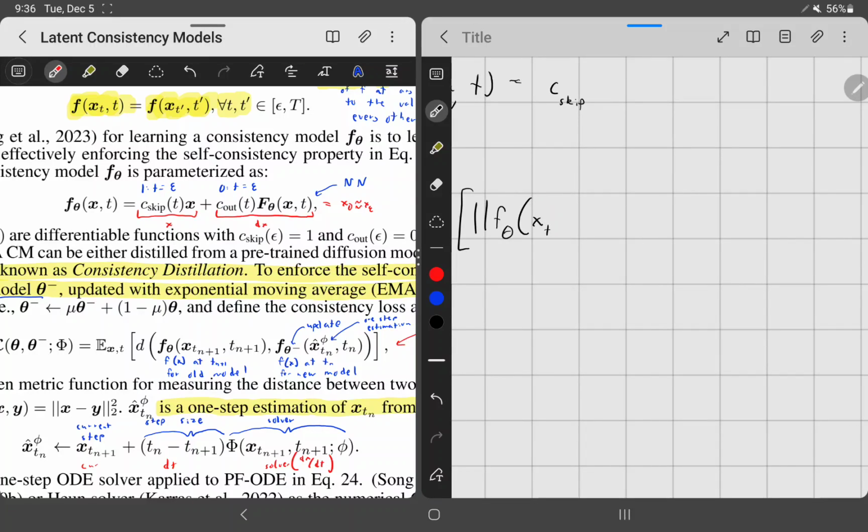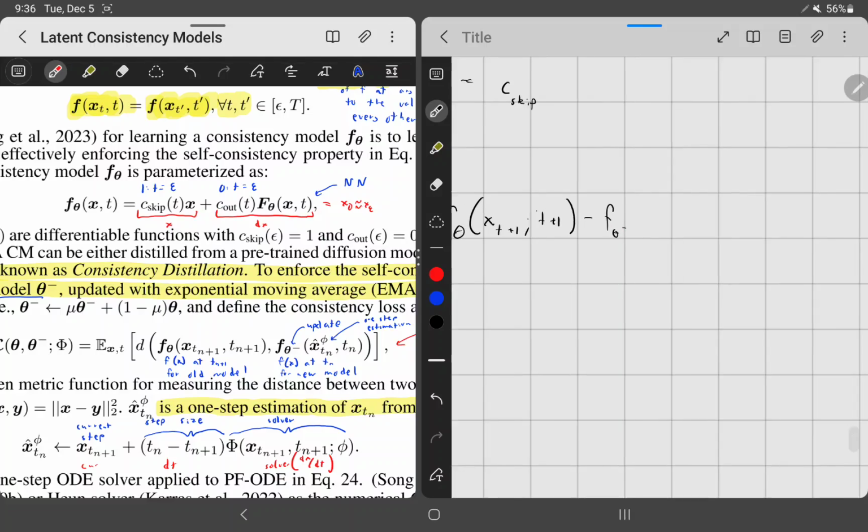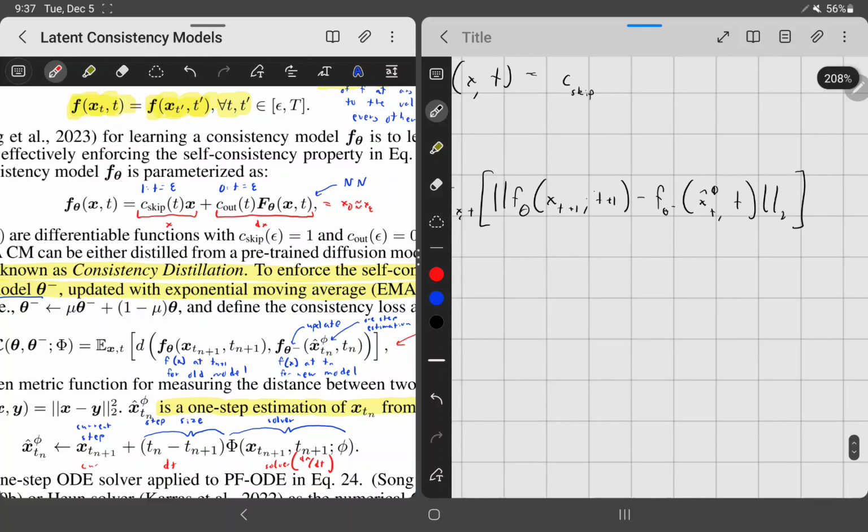And yeah, so this is just your data, in a discretized form. I'm going to say x at t plus 1, rather than x sub n plus 1 or t sub n plus 1. Same thing, basically. Minus f theta minus of x hat phi at t, and your MSE of that. So this is pretty simple.